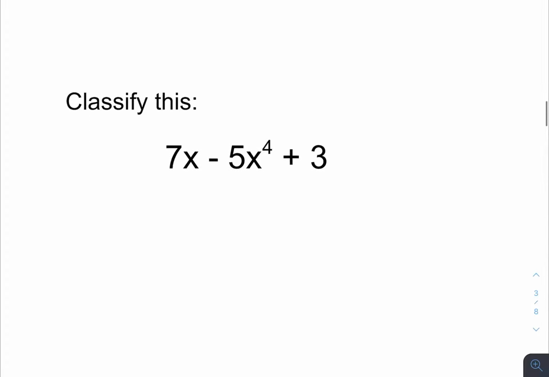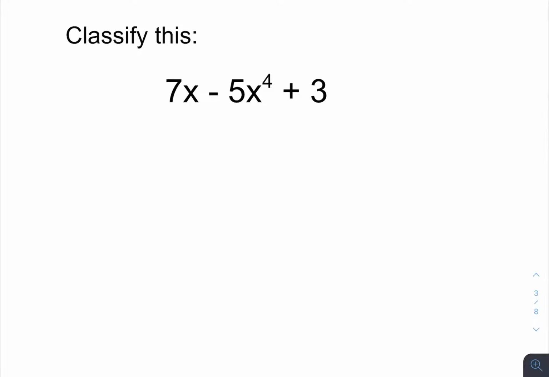So our first problem here is to classify this polynomial. What I'm actually going to do is one more step, which is to put this into standard form. So we look at our exponents here. We have something x to the fourth, we have something x to the first, and then technically that constant term 3 is x to the 0. So I'm going to put x to the fourth first, then plus 7x to the first, and then our constant always goes last. So now we have it in standard form, and now I need to classify it.